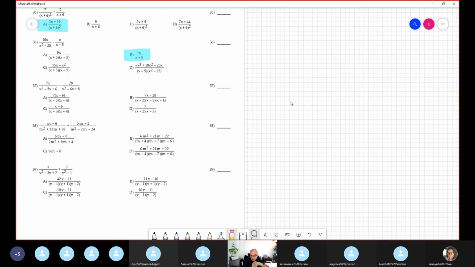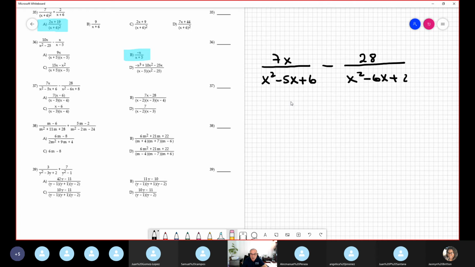Okay, now 37. 37 says 7x over x squared minus 5x plus 6 minus 28 over x squared minus 6x plus 8. Now my question is, what is the least common denominator? Wow, I have no idea. Why not? Because you need to factorize first. Doing it that way is impossible to see.